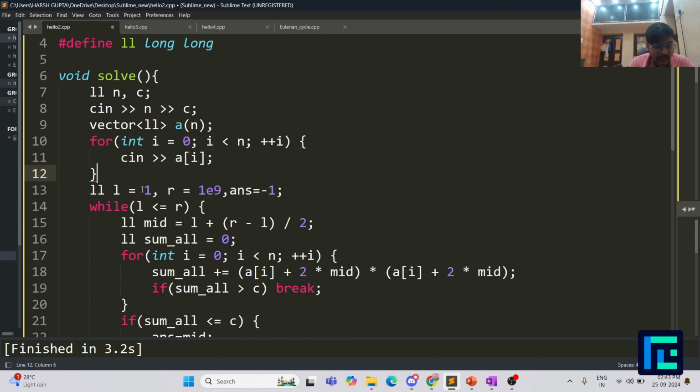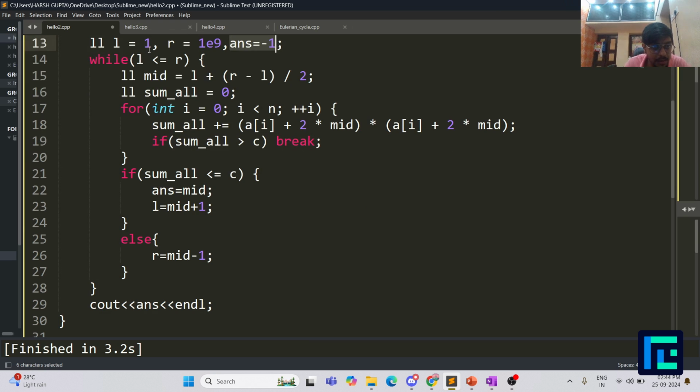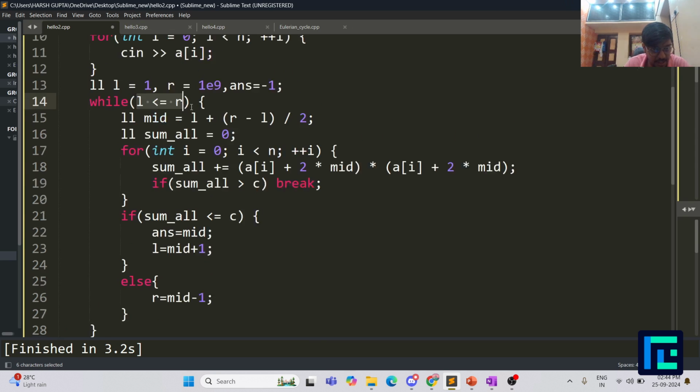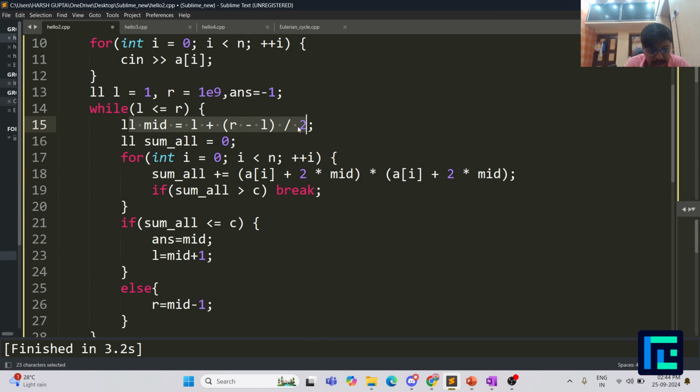Then I just initialized my lower value of W with 1 and the higher value with 1e9 and initialized my answer to -1. Now while L is less than or equal to R, first of all I am computing the mid, and I am initializing the sum of all cardboards initially with 0. Now what I know is that this mid is actually now my W, that is the border width, right? So I have iterated over all the pictures.